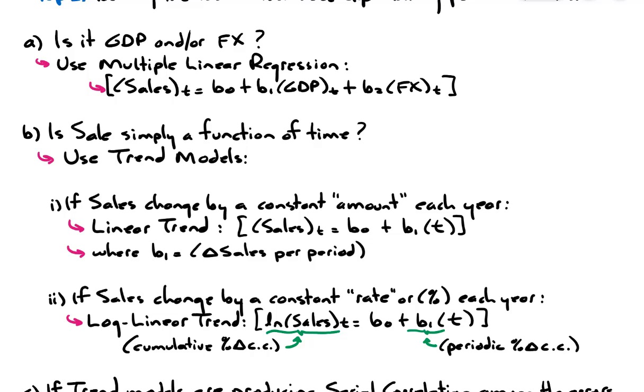Now, the second question that may be asked is, is sales perhaps simply a function of time? So for example, when a new product is launched, things like GDP and the exchange rate have no effect on that because that product is sort of gaining traction in the industry. So it's going to have its own trend line over time, irrespective of what's happening to GDP. So if that's the case, where we just expect sales of this new product to grow over time, we may want to use a trend model.